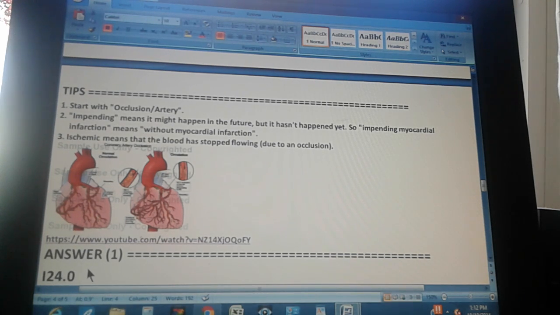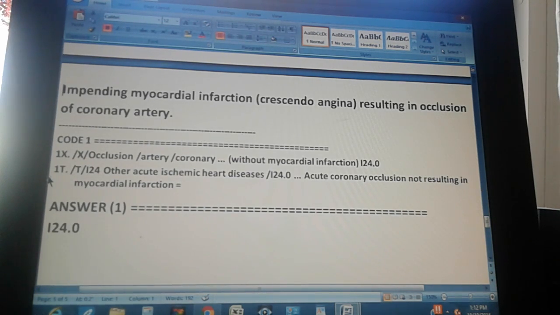So we're going to count to 3, so you can pause the video and give us the path, how we got to the answer, right? So 1, 2, 3. All right, this is the summary of the whole problem. This is an impending myocardial infarction, crescendo angina or angina, resulting in occlusion of coronary artery, right? There's only one code, and the code through the index is found like this.